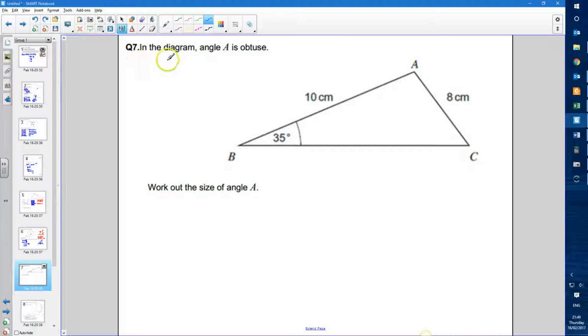Okay, question 7. In the diagram, angle A is obtuse, and we need to work out the size of angle A. So we've got a triangle, and it's not a right angle triangle, so that's worth noting. We've got an angle here, an angle B, and then we've got the opposite to angle B as well, which we'll call length B. And then we're trying to work out this angle here, which we've called A.